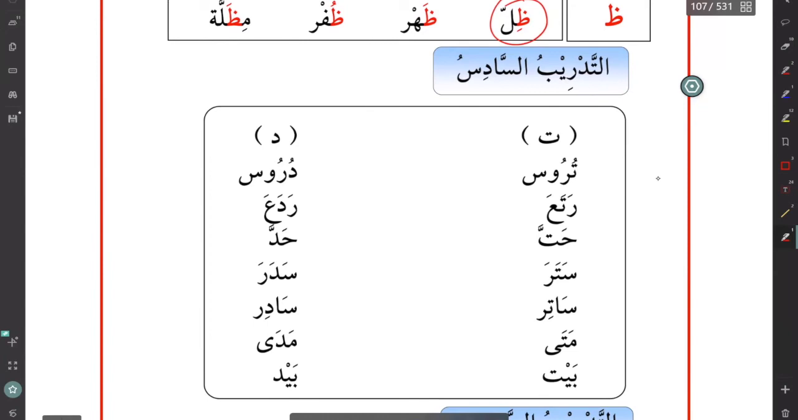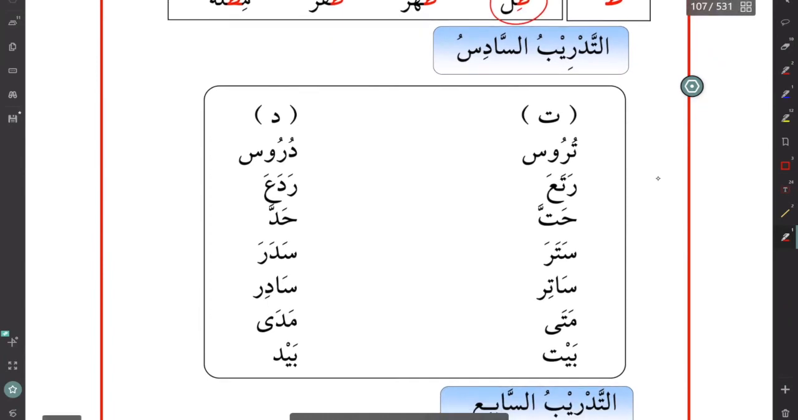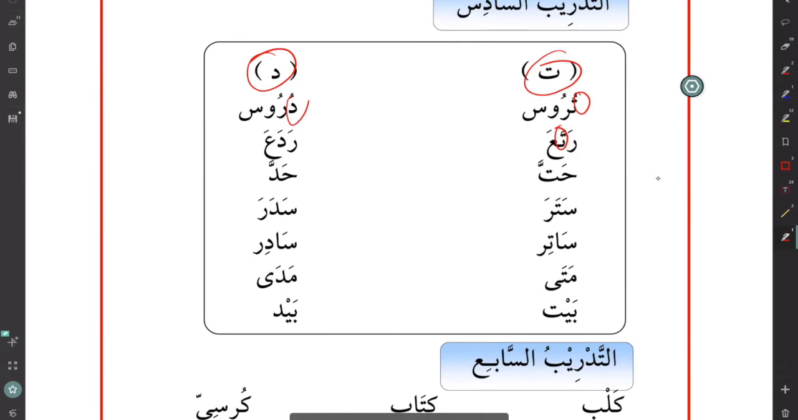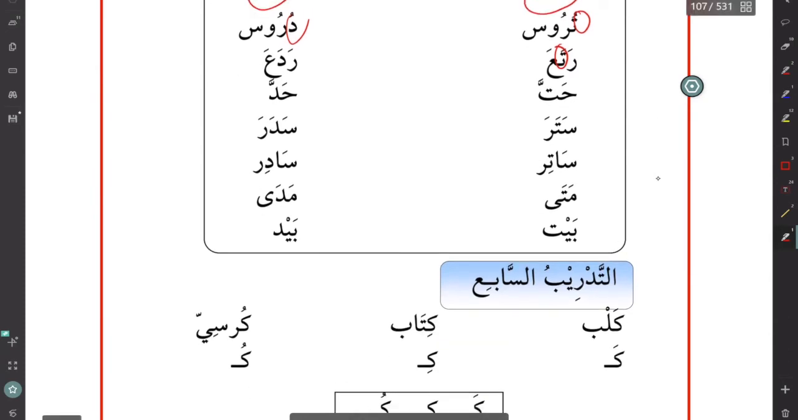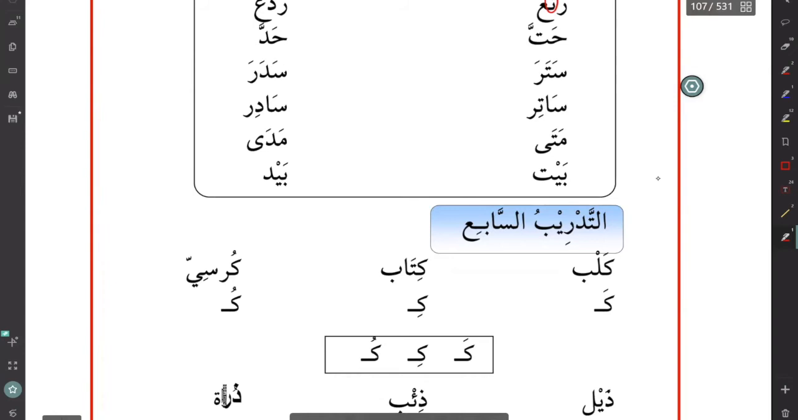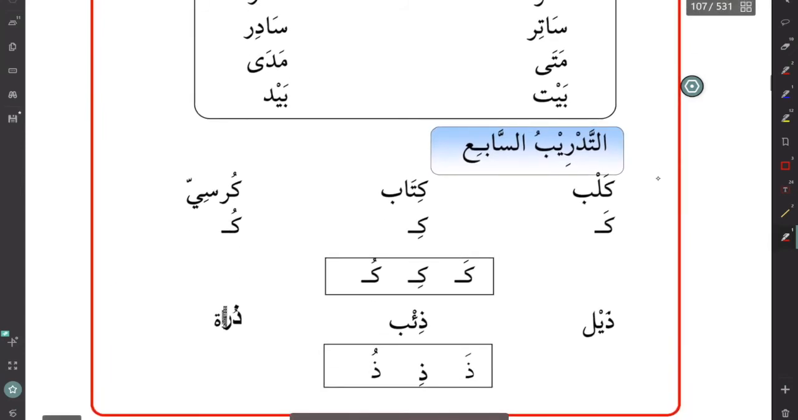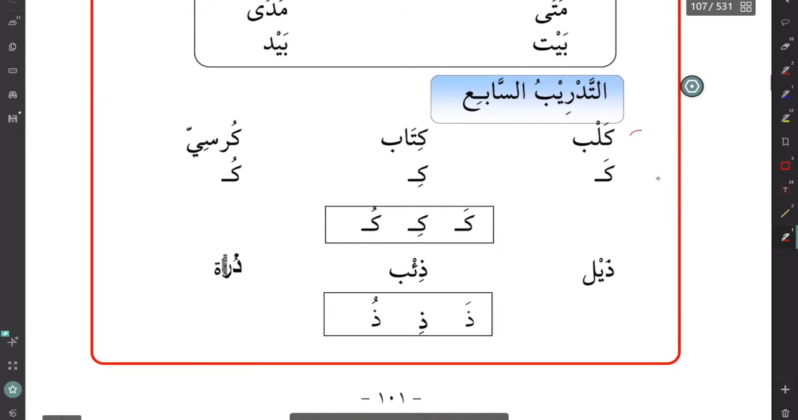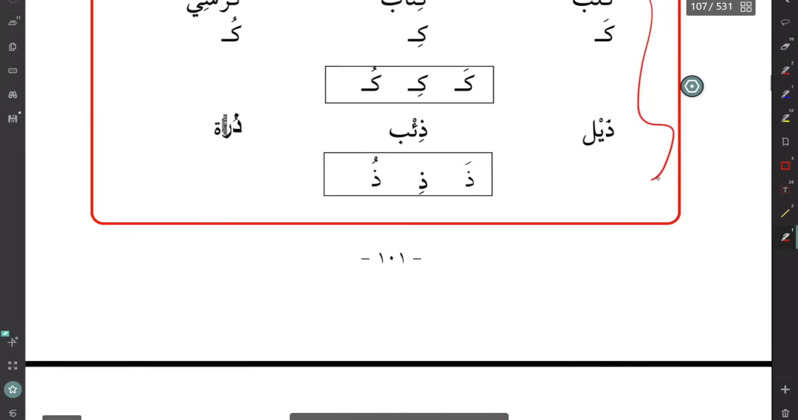Then we have tadrib al-sadis, sixth exercise. Again, we have this sound. If you need help with this, it's something that you should be trying to do yourself. Okay, durus, and you have durus. So they're showing a difference between the sound of ta and the sound of da. Okay, so rata'a is rada'a, hatta and hadda. So you can go through them, inshallah. Then we have at-tadrib al-sabi', seventh exercise. These are the writing. Again, if you need help, please don't ignore them.